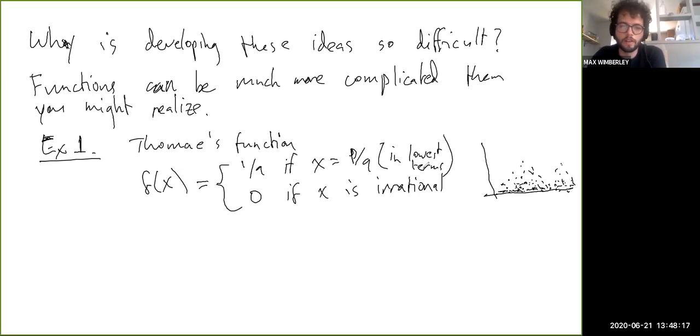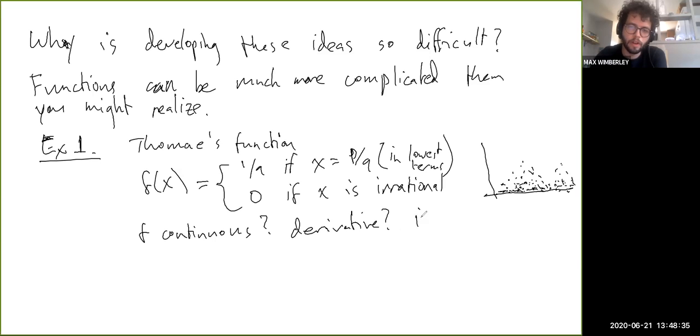So if I asked you the question, is f continuous and where? Obviously, it doesn't seem continuous at all places in its domain. Does it have a derivative? Can you integrate it? You might have no idea how to answer these questions, and I don't blame you. They're hard questions. That's the point of what we're trying to do: to be able to answer questions like this.